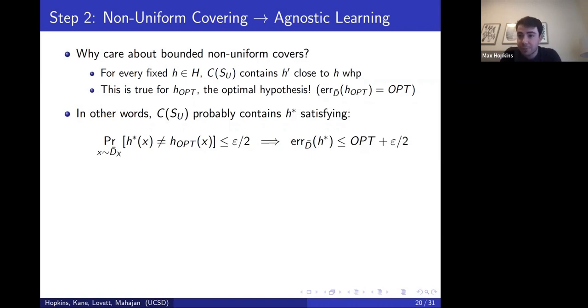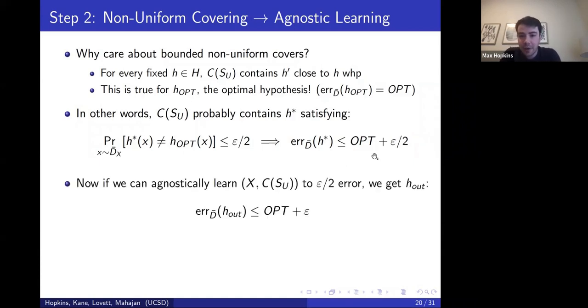So H star isn't a perfect function. It's not exactly the optimum, but it's pretty close, right? It's arbitrarily close. I can set epsilon to whatever I want. And in particular, I can get to within opt plus epsilon over 2, which is going to be enough. And so the idea now is that we're guaranteed that this cover CSU is going to have a really good function, right? It's going to have something close to the optimal error.